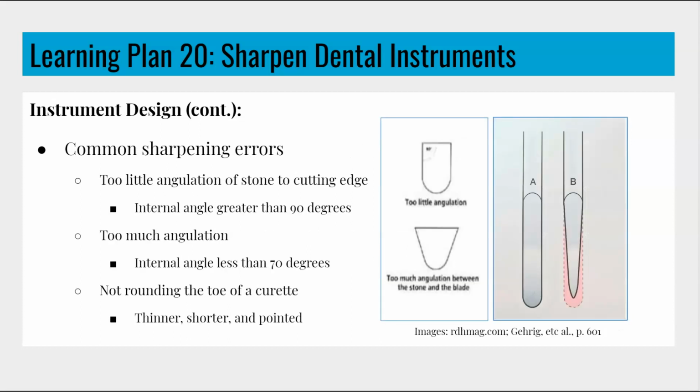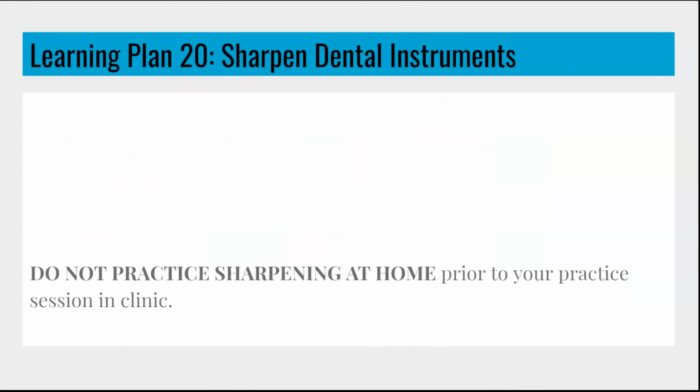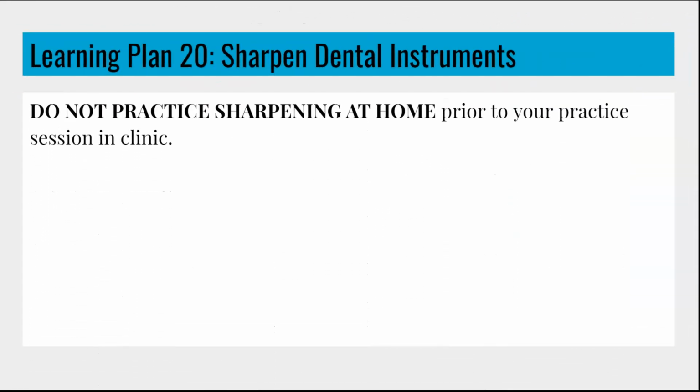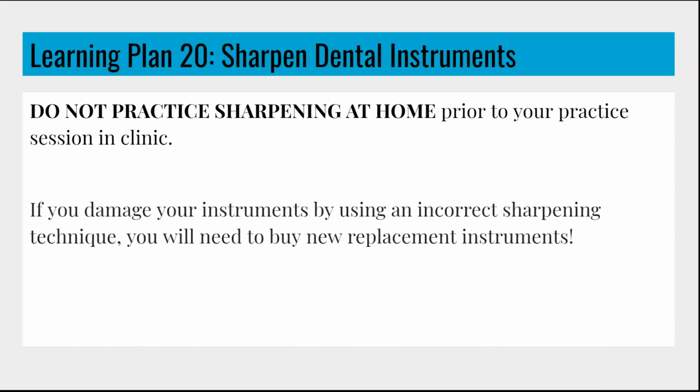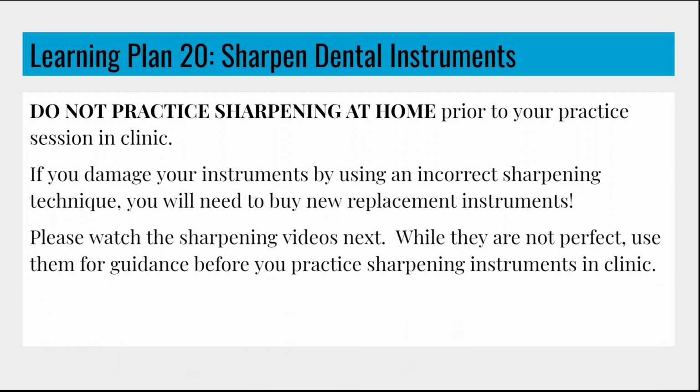Over or under angulation of the sharpening stone to the cutting edges, not rounding the toe, and over sharpening can significantly alter instrument design characteristics and affect the ability of the instrument to effectively remove calculus. Do not practice sharpening at home prior to your practice session in clinic. If you damage your instruments by using an incorrect sharpening technique, you will need to buy new replacement instruments.